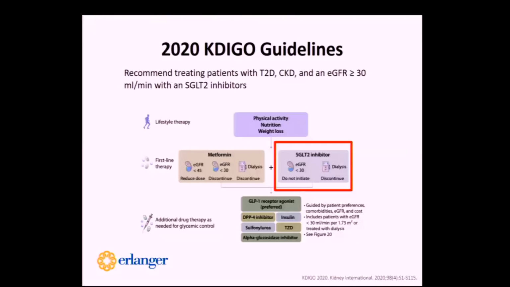All right, so now looking into how these CKD trials were incorporated into guideline therapy. In 2020, the KDIGO guidelines recommended treating patients with type 2 diabetes, CKD, and an EGFR of at least 30 with an SGLT2 inhibitor. So from this graph, you can see first they recommend lifestyle therapy, and then next they recommend metformin if renal parameters allow, plus an SGLT2 inhibitor, again, if their EGFR qualifies and they're not on dialysis. And so these two medications are recommended before any other glucose lowering therapy in these patients.